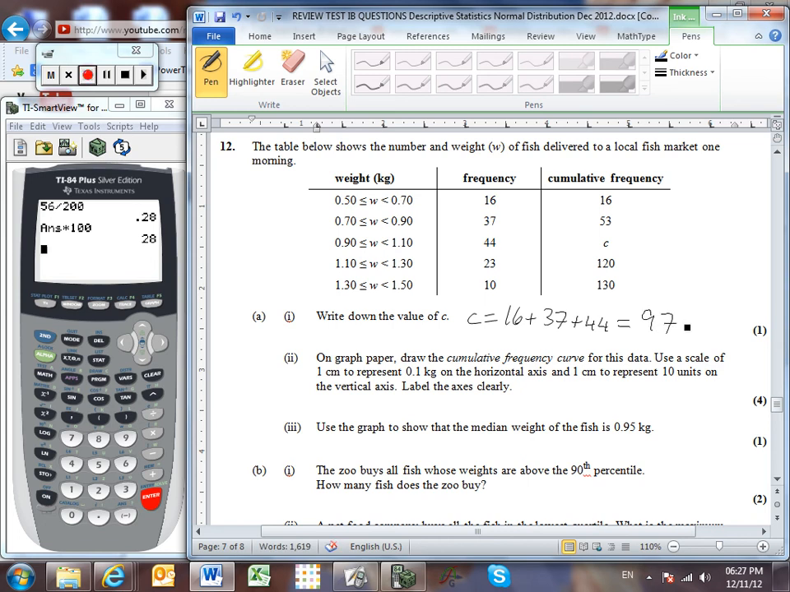On graph paper, I need to draw the cumulative frequency curve, and it tells me to use a very specific scale, where 1 centimeter will represent 0.1 kilograms on the horizontal axis. Well, alright, so I'm going to start mine all the way down at 0, and I need to go all the way to 1.5. That's going to be a total of 15 squares horizontally.